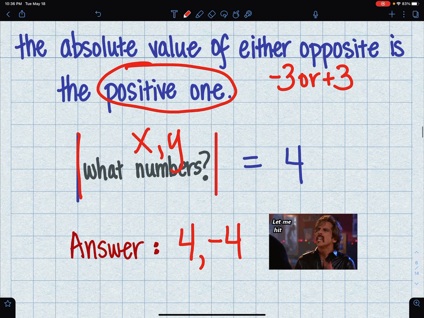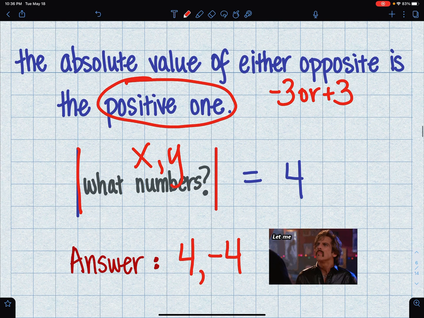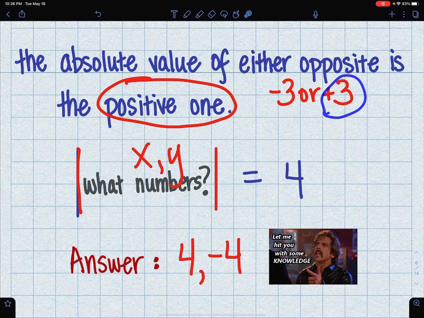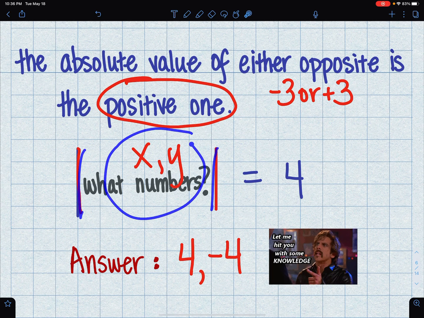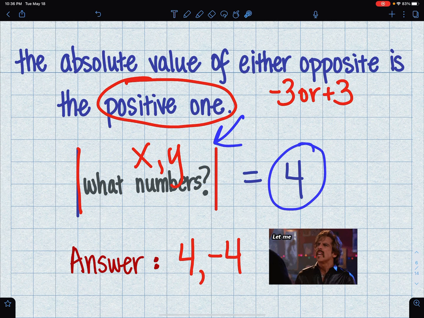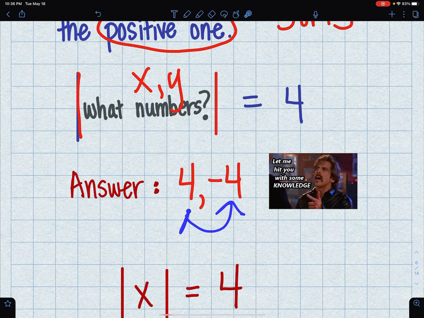So let me say that again. Maybe I'm not saying it right. They are saying that this is opposite to this, but the absolute value of any one of those is the positive one. So if you have these lines, you don't know what is in here, but you're taking the absolute value and you get 4, then inside the lines is either going to be 4 or negative 4, both opposites. But the absolute value of either opposite is 4.